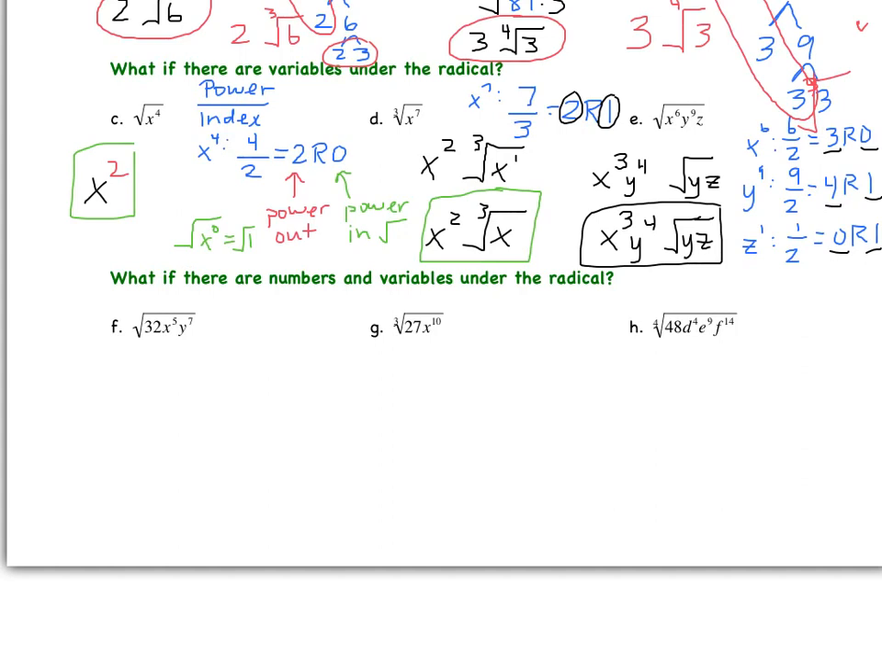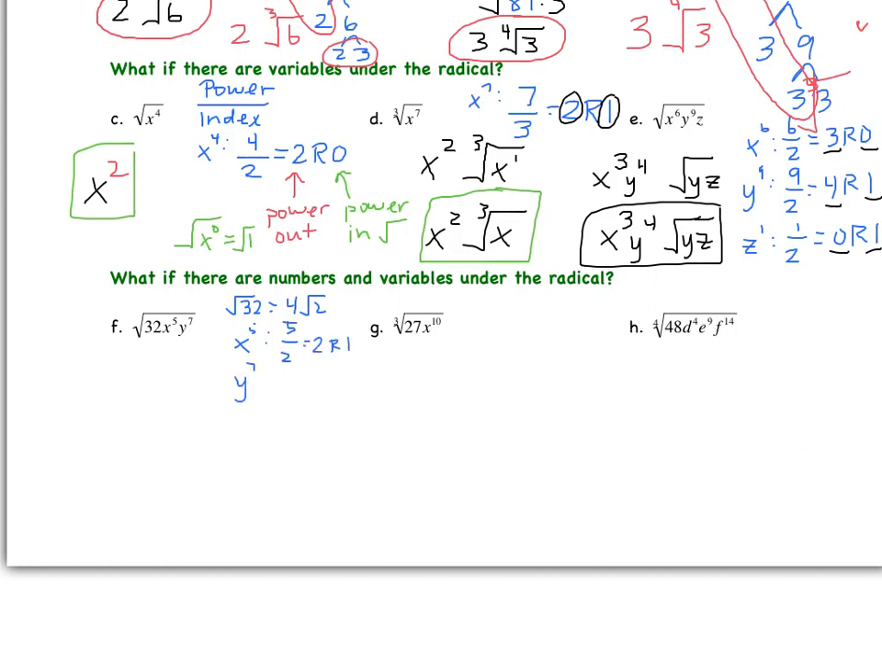Okay, and now we're going to throw them all together. So what if there are numbers and variables underneath the radical? Well, let's see what we get. Okay, so I do my side note. The square root of 32. Well, we should be able to say that that is 4 root 2. X to the 5th. Take 5, divide it by our index of 2. We get 2 with a remainder of 1.